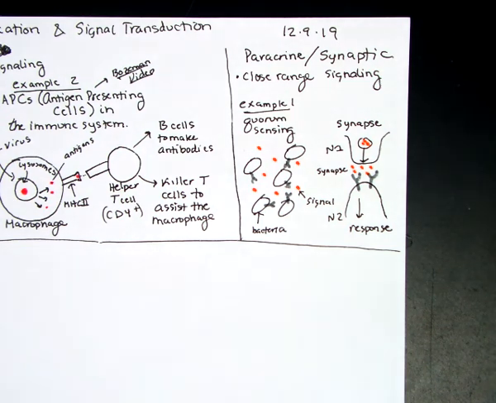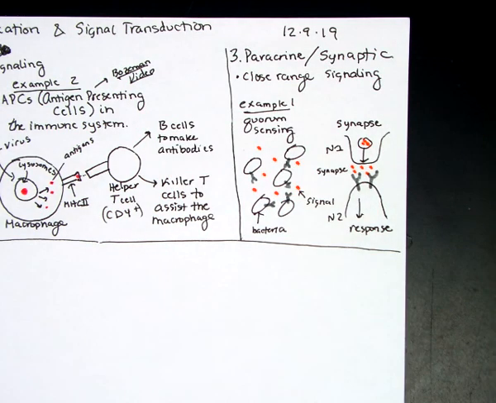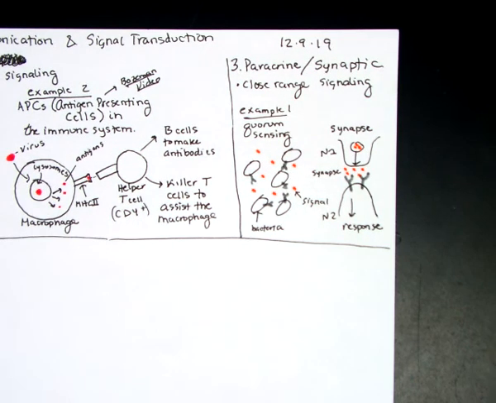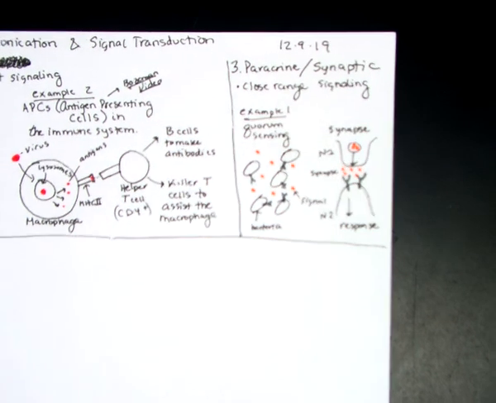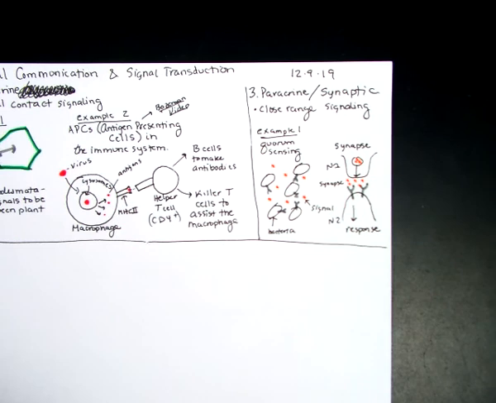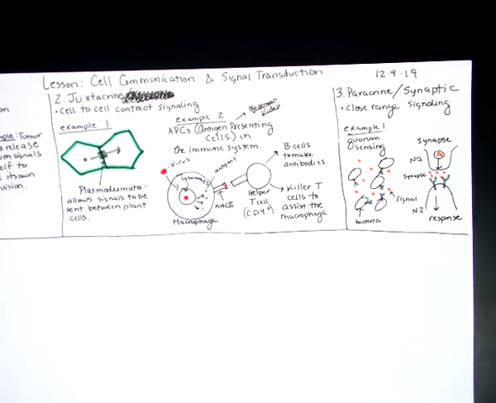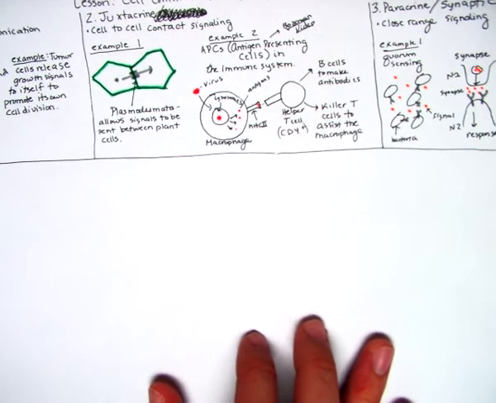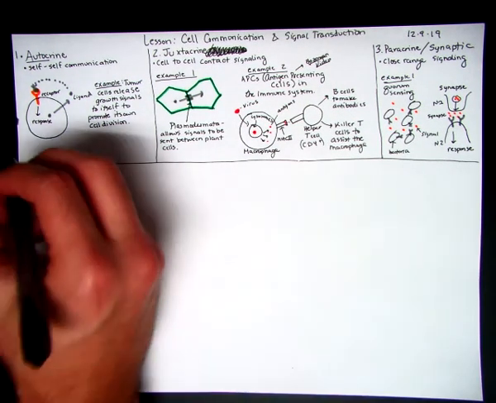What's that last type? So we talked about 3 types here. There's one more. What is it? So it's an endocrine system that is responsible for the fourth type. So we've got juxtacrine, paracrine, autocrine, and endocrine.